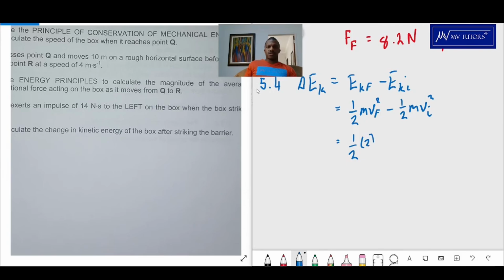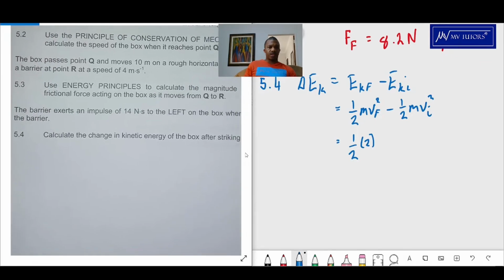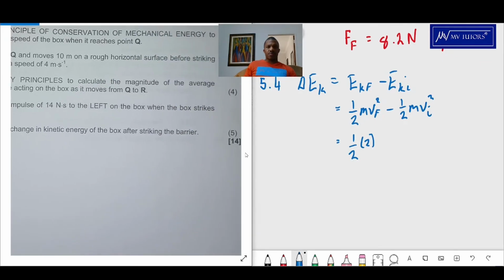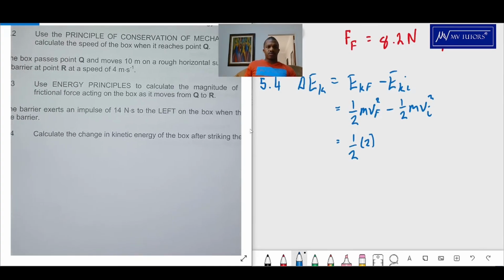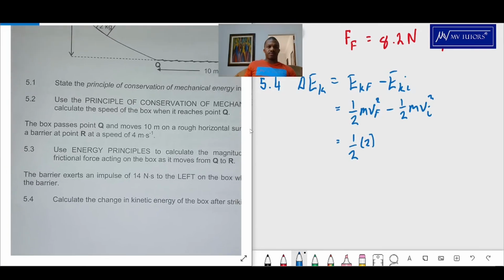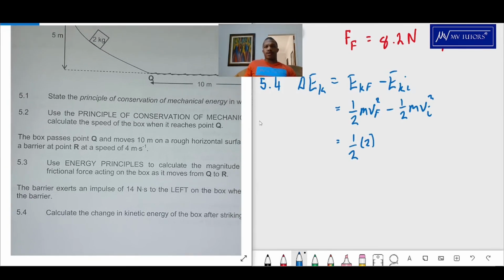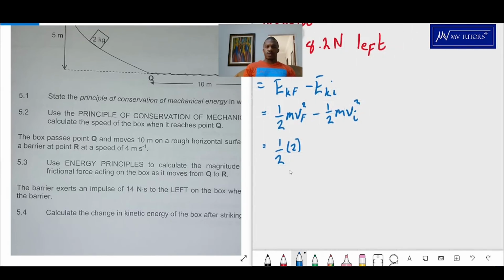M is still 2, it's the same box, and then our final velocity, they gave us the impulse, so I think we pretty much have to solve for it, but our initial one, we know that our initial one is 4, so we have to solve that one. Let's actually go to the side and solve it first. Okay, so we're gonna use impulse equations to solve for this velocity.